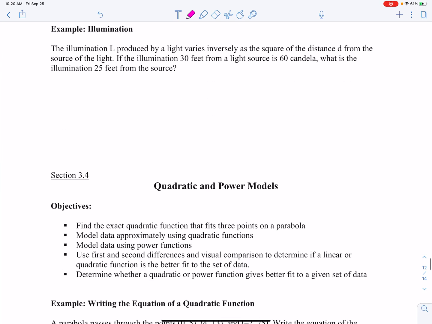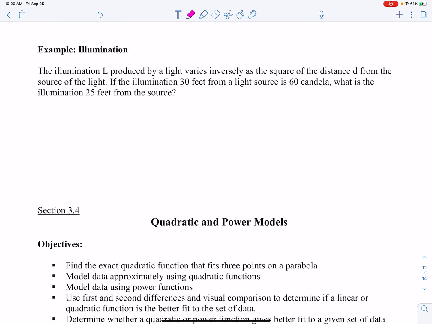Okay, so let's look at an example of that. The illumination L produced by a light varies inversely, so there's your clue, as the square of the distance. Let's use that first sentence to write an equation. The illumination L varies inversely, which means it's k over the distance, but it says the square of the distance, so d squared. So we took that first sentence and converted it into an equation.